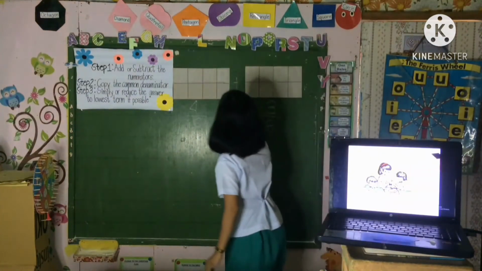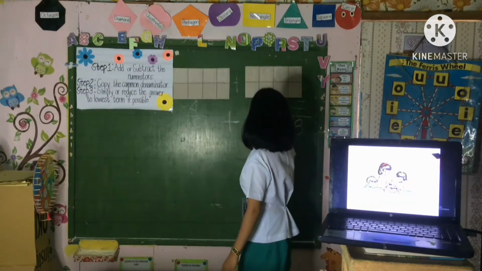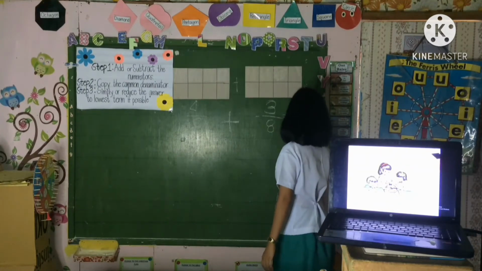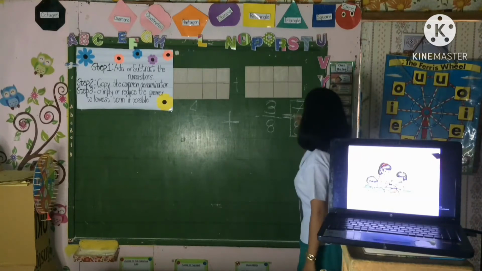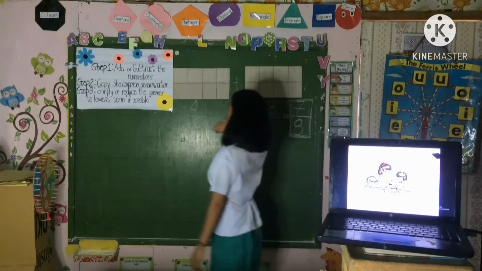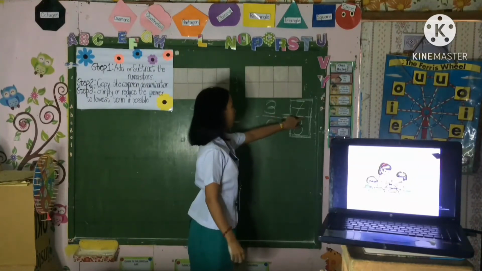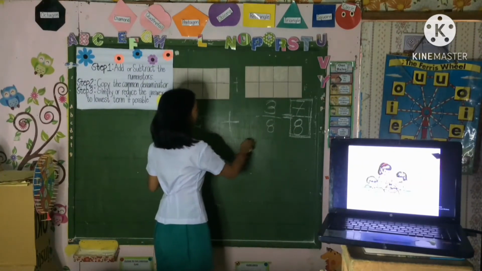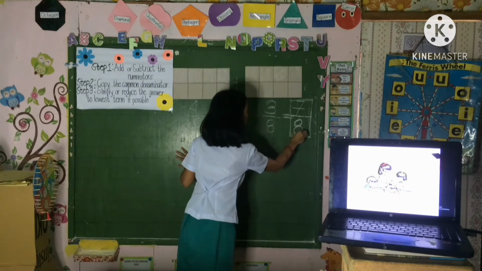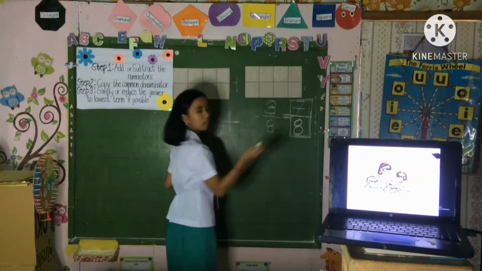Okay, class, answer this by following the steps. Anyone from the class who can simplify this answer to lowest term, if possible? Let us check. 4 plus 3, the common denominator is 8. Okay. So what is 7 over 8 in simplest form? Okay, anyone who can answer?